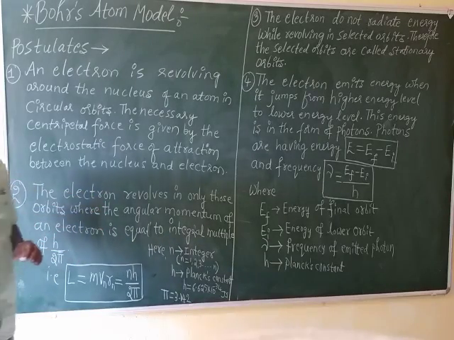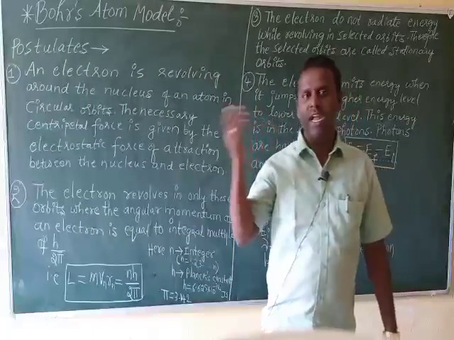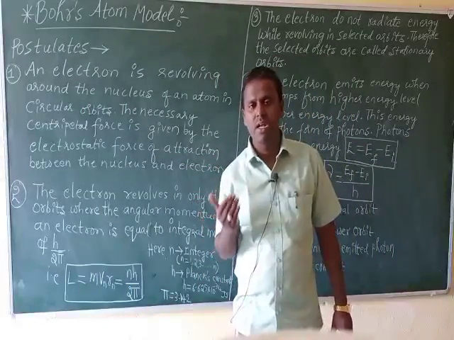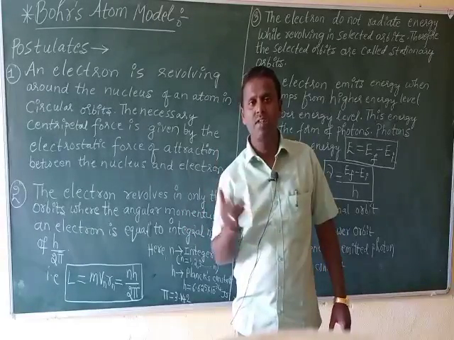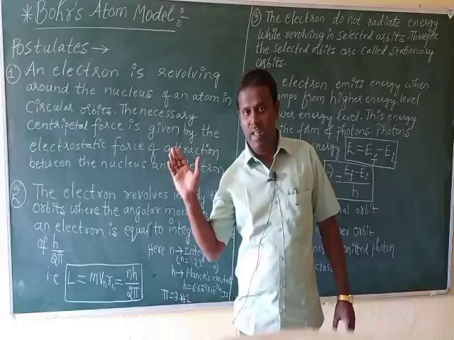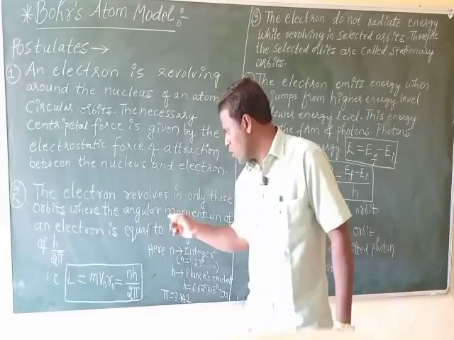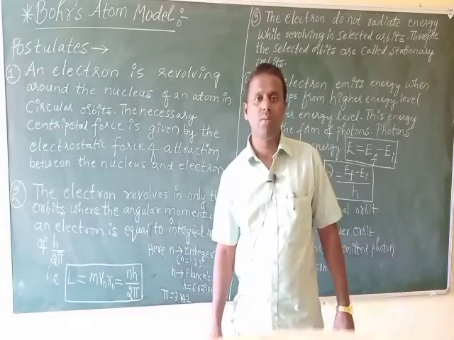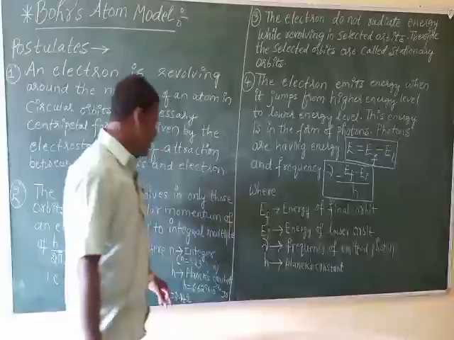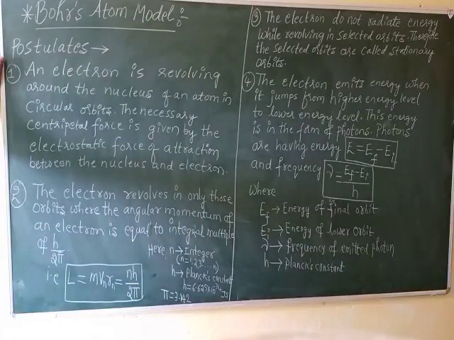Where is the electron, where does it revolve? In the first orbit or second orbit or fourth orbit or eighth orbit or fifth orbit or sixth orbit or seventh or ninth or 11th or 12th? Where it is revolving means where the condition is satisfied, that is angular momentum of an electron is equal to integral multiple of h by 2 pi. There, in those orbits, the electron is revolving.